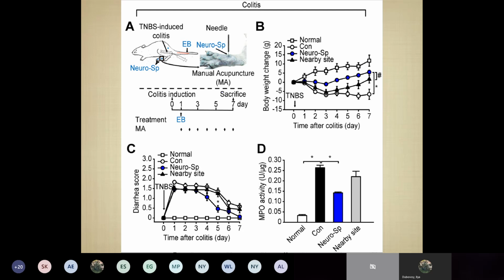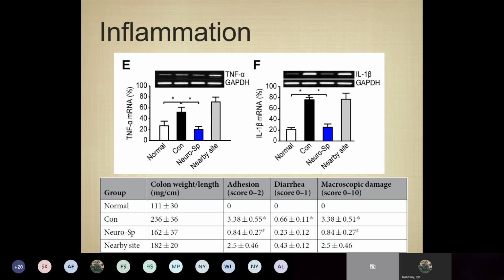There are also other objective markers besides body weight that were studied, including the amount of diarrhea that the rats produced, as well as inflammatory markers like myeloperoxidase activity in the colon, which was quite reduced by the neurogenic spot stimulation. Furthermore, other inflammatory markers were also studied, like TNF-alpha and interleukin-1 beta, and these were significantly different between the control rats, the neurogenic inflammatory spot stimulated rats, and the rats that were stimulated at a control site.